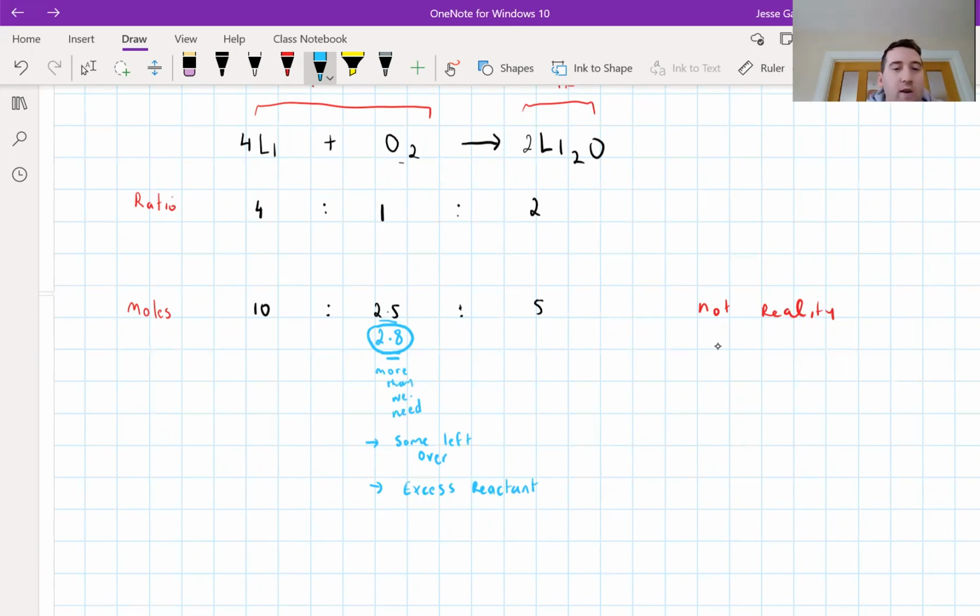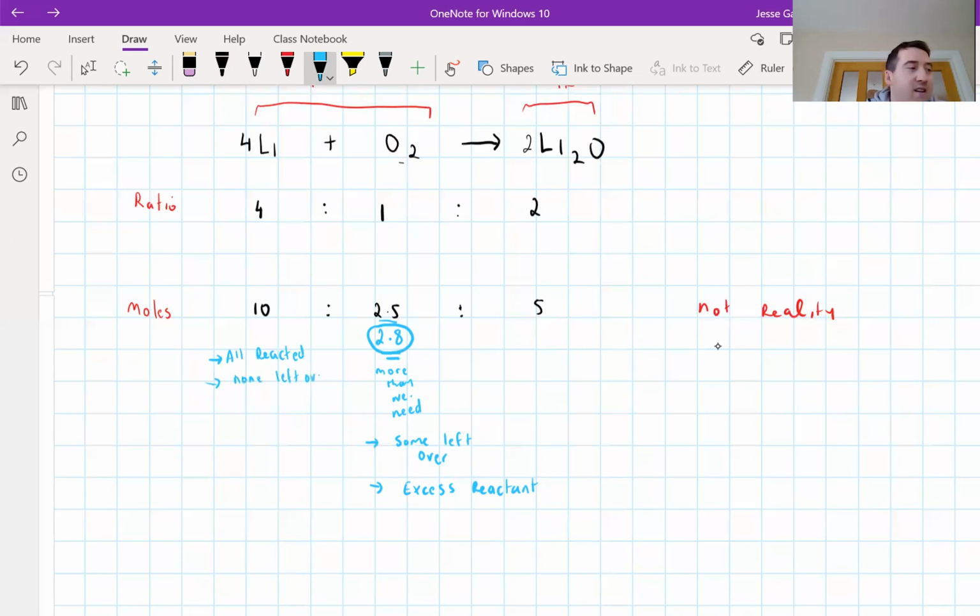Now, if we look at the other reactant, the lithium, all of this has reacted. It will all be reacted because there's more than enough of the other one. So this will all have reacted, all 10 moles. There will be none left over.